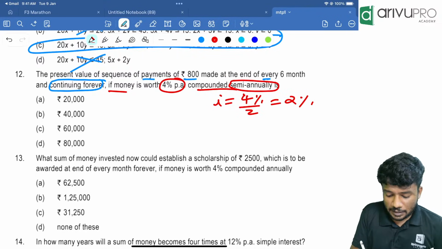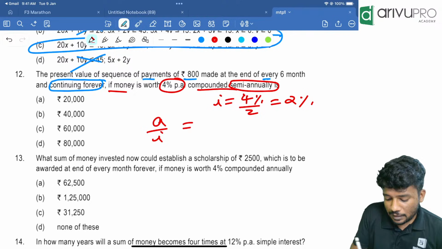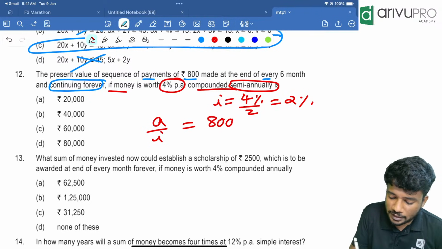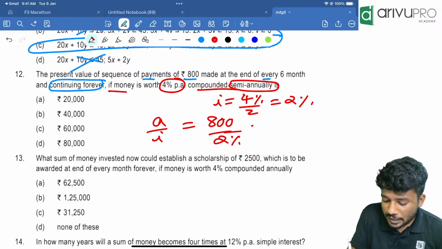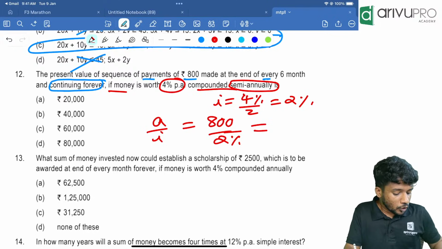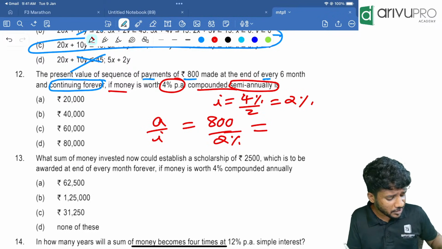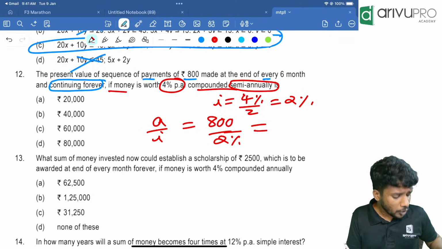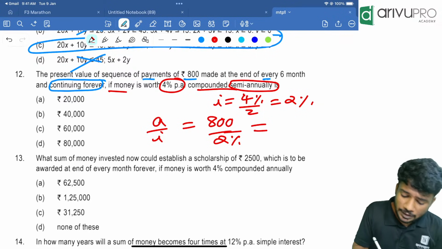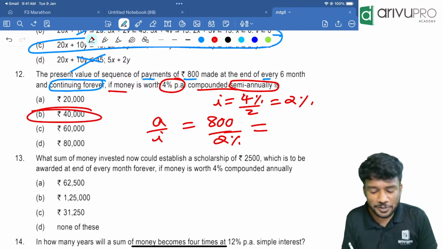So how will you find the perpetuity? A by I, which is equal to 800 divided by 2%. 800 divided by 2% is equal to how much? You got the answer? 40,000. Yes. 800 divided by 2% is 40,000. Option B is your answer.